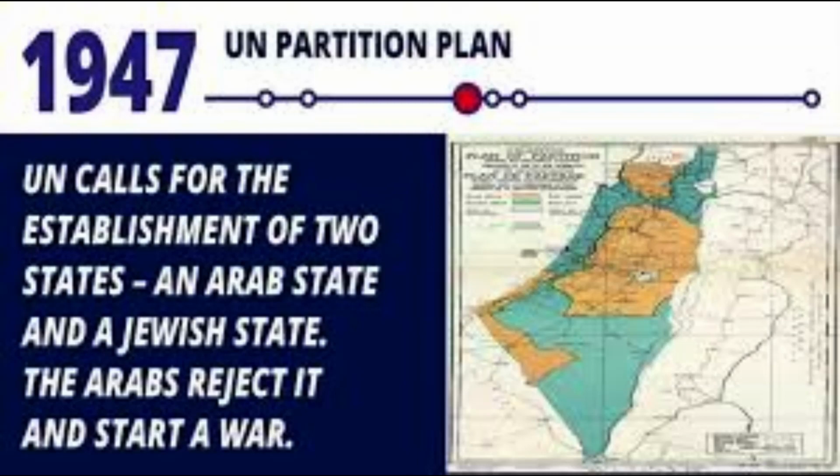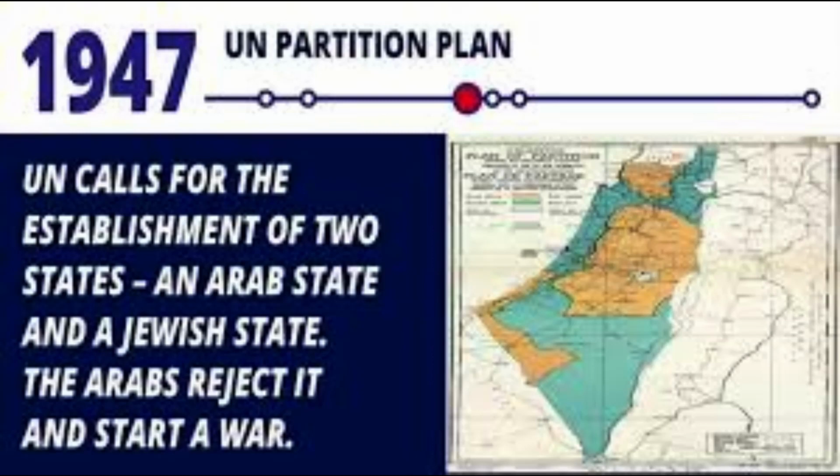This led to increasing tensions between the Jewish and Arab populations, as both groups vied for control of the land, which of course was initially Palestinian land. In 1947, the British government announced that it would end its mandate in Palestine and that it would be up to the United Nations to decide the future of the country.